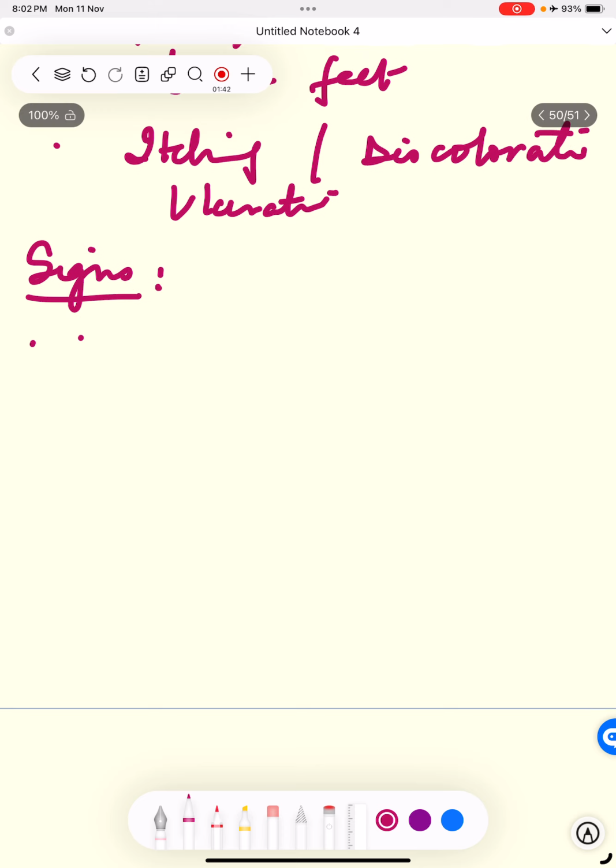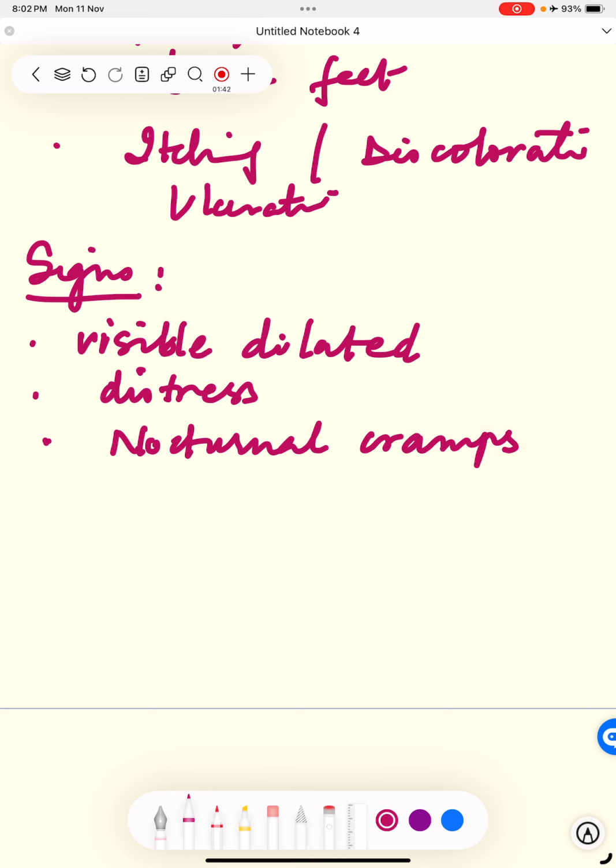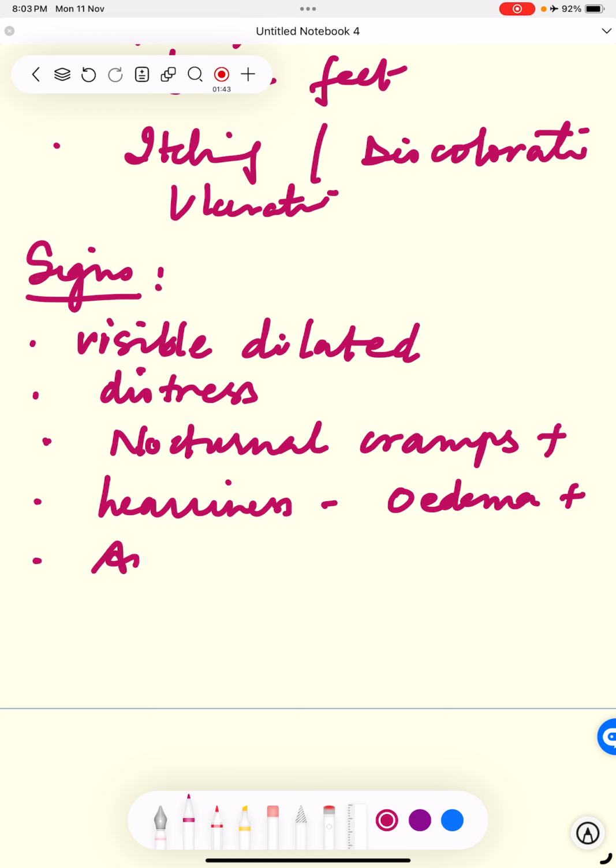So, we will see that the veins will be visible, they will be dilated, and there will be distress to the patient. Patient will have nocturnal cramps. Patient will tell you that there is heaviness of the limbs and edema will usually be present. The ankle joint movement will be restricted in some cases.